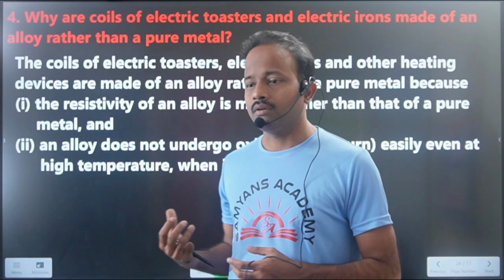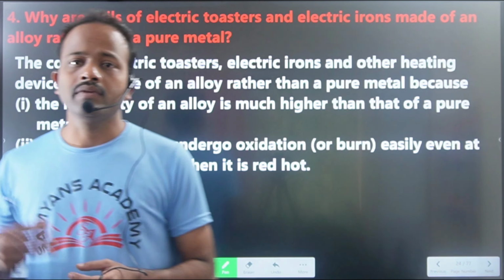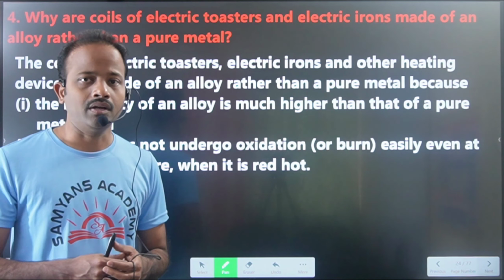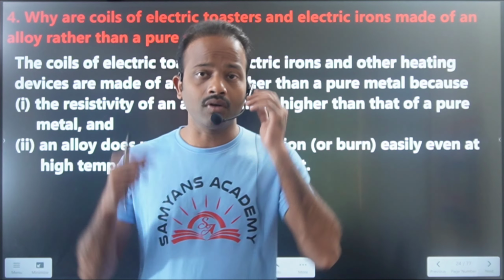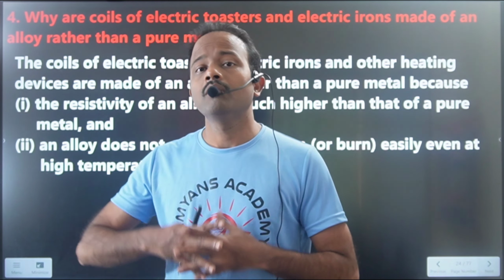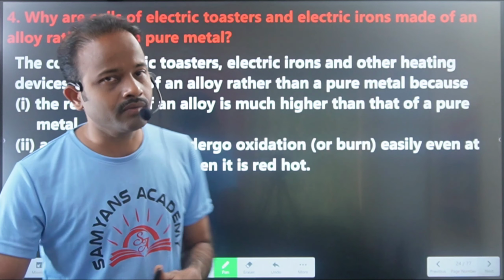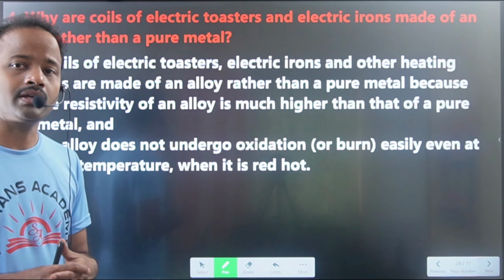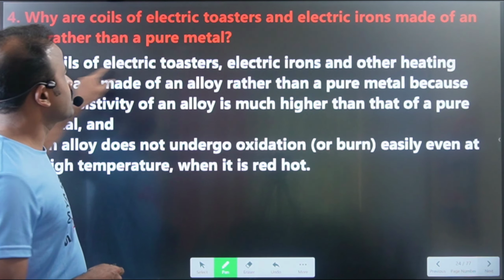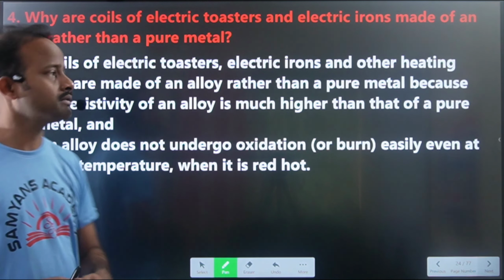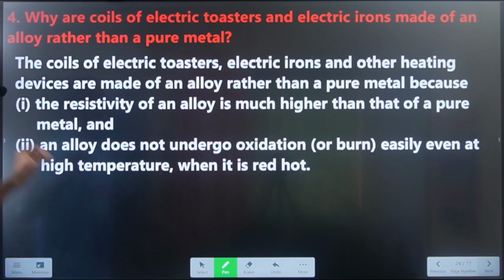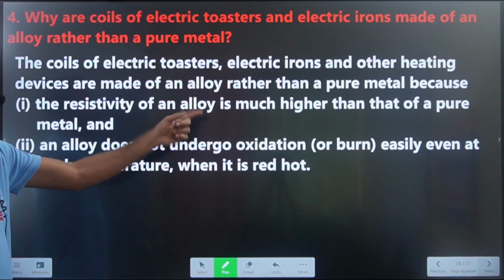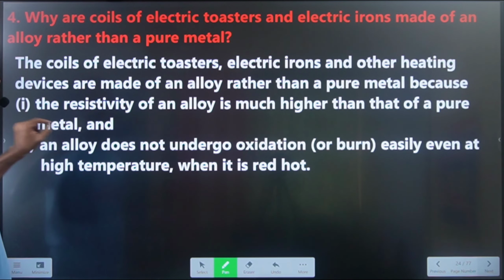Okay, so because of this reason we are using it as a heating element, and also they do not get oxidized. Alloy does not get oxidized means they do not burn. So because of this reason we are using it as a heating element. The coils of electric toasters, electric irons and other heating devices are made of an alloy rather than a pure metal because the resistivity of an alloy is much higher than that of pure metal.